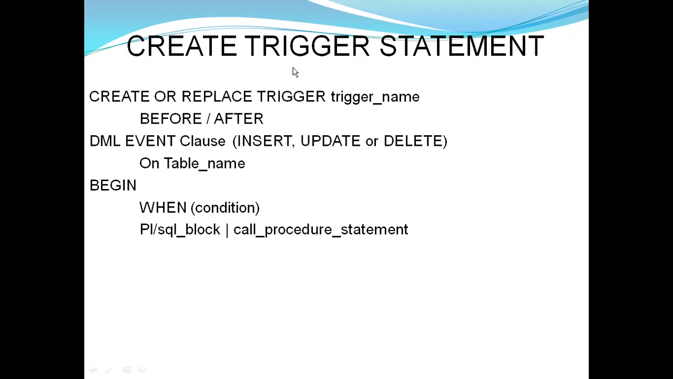So we have to write create or replace trigger name, before or after. You have to choose one of them. What is the before and after? Now, let's say I want to write a trigger for insert. So whenever an insert happens in that table, this program will automatically get executed. But do you want to execute the program before inserting the record or after inserting the record?